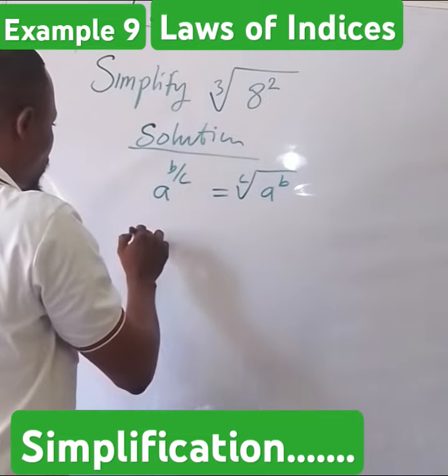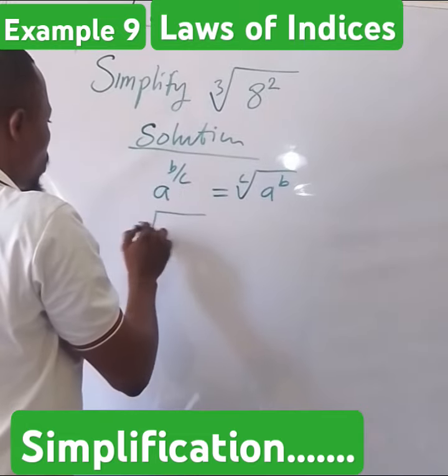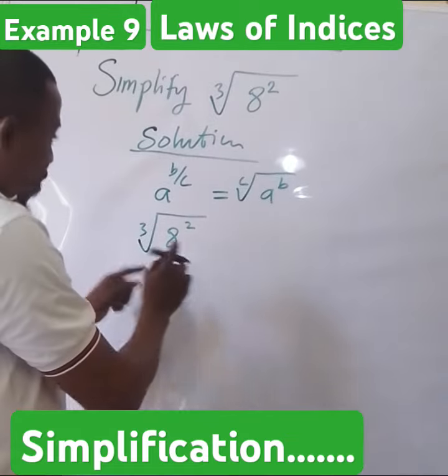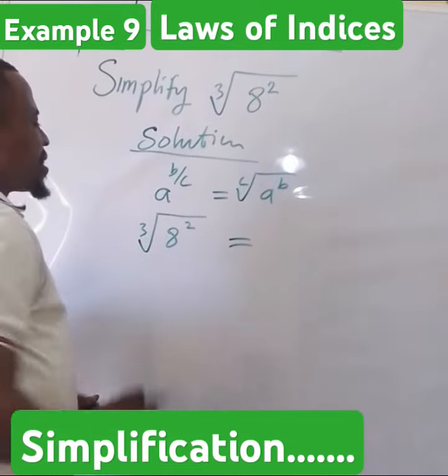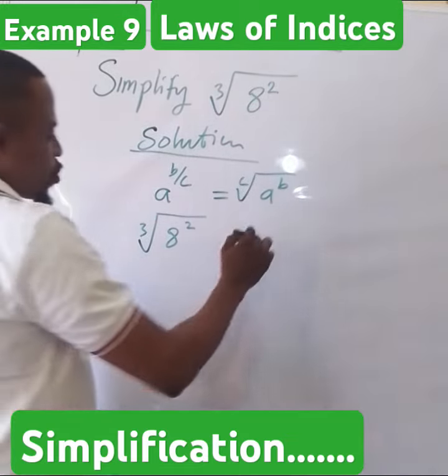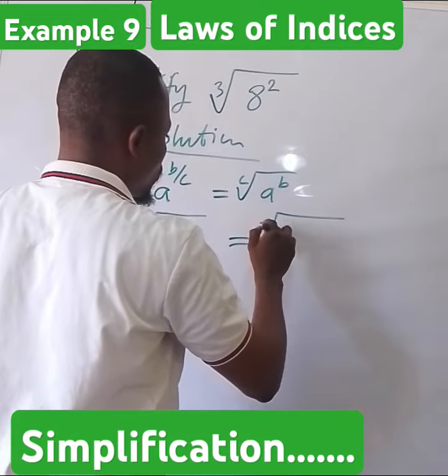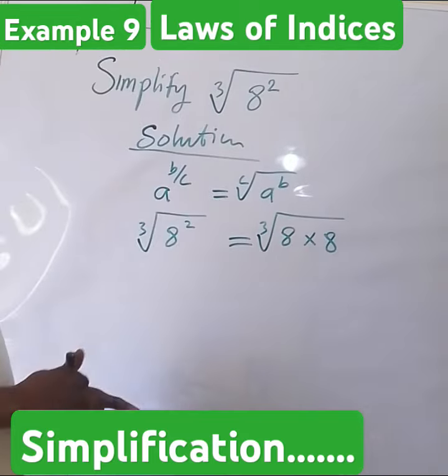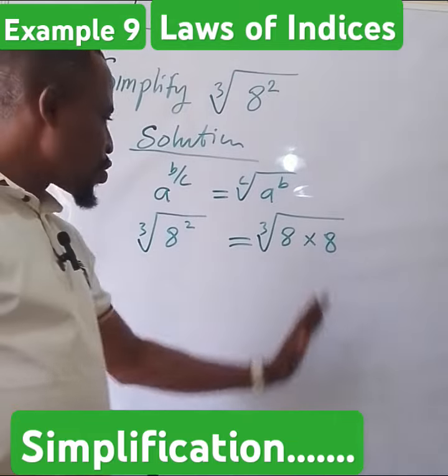So we now have the question, the cube root of 8 squared. That's the question. So the first thing you are going to do now is to interpret it. You have 8 squared, so it will now be the cube root of 8 times 8. That's the first thing to do. You have interpreted the question.